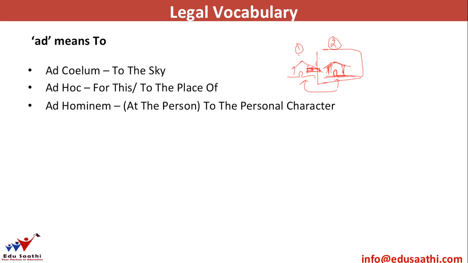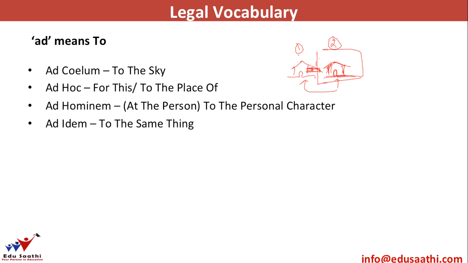Next, we have ad hominem, which is at the person, to the personal character. If somebody is passing derogatory remarks or disparaging you, you can say his remarks were ad hominem, which means he was attacking your personal character.